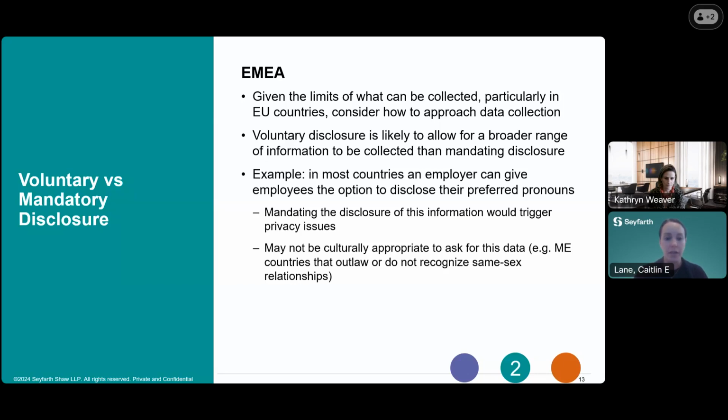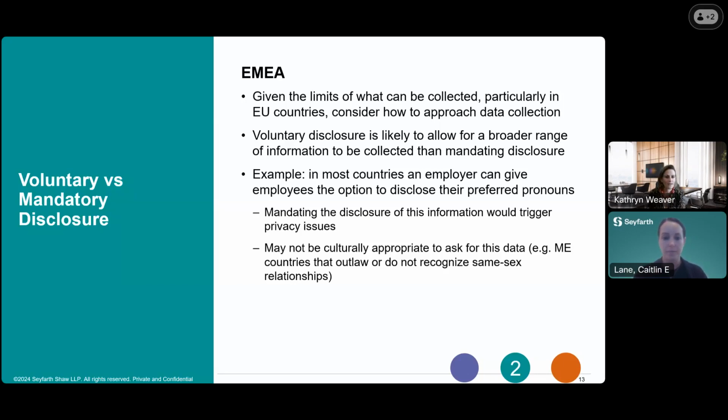So the issue of voluntary versus mandatory disclosure and what can be collected should also be considered from the perspective of whether it's going to be disclosed in a self-identifying way or an anonymous way. Kat, what's the position on self versus anonymous disclosure in APAC?